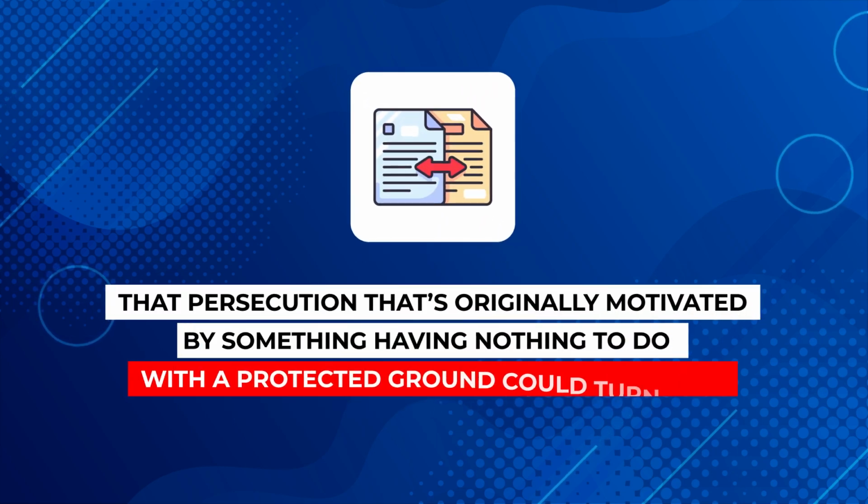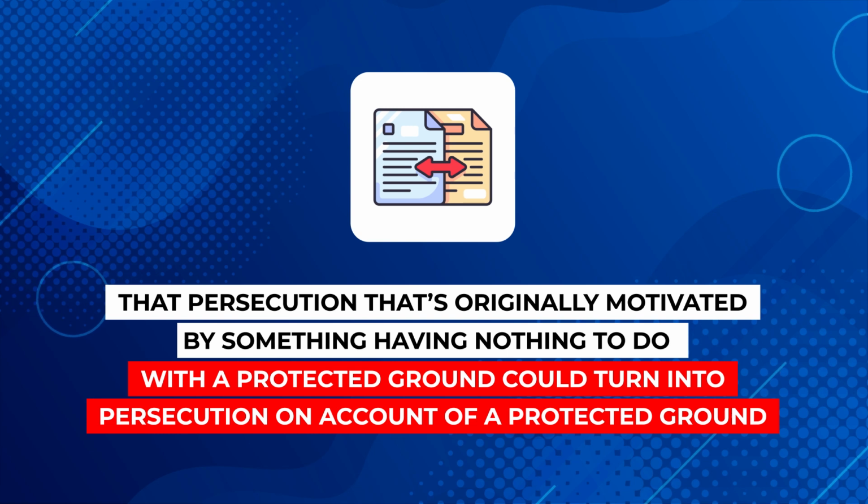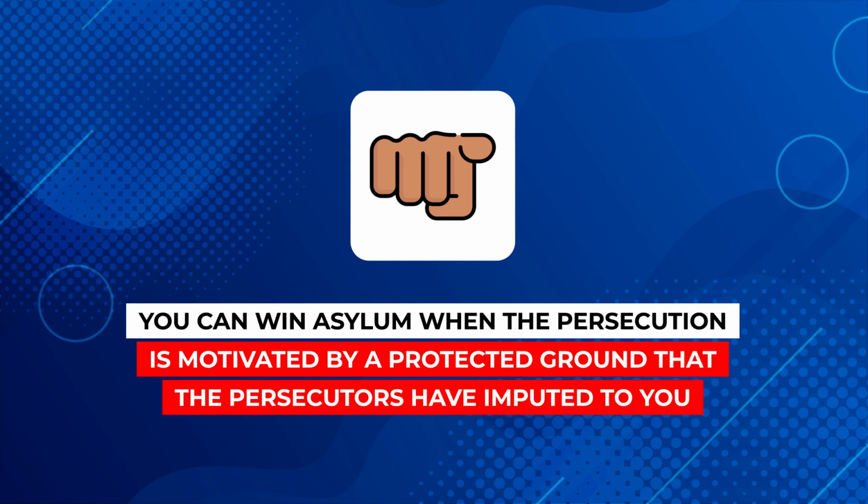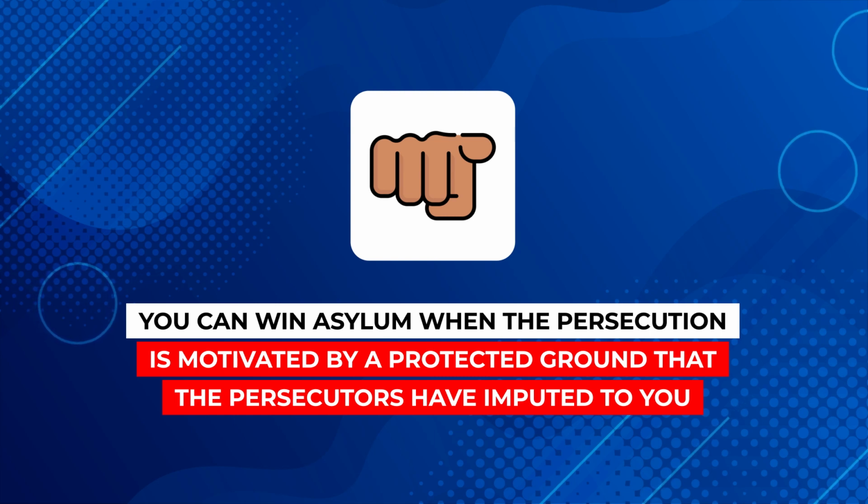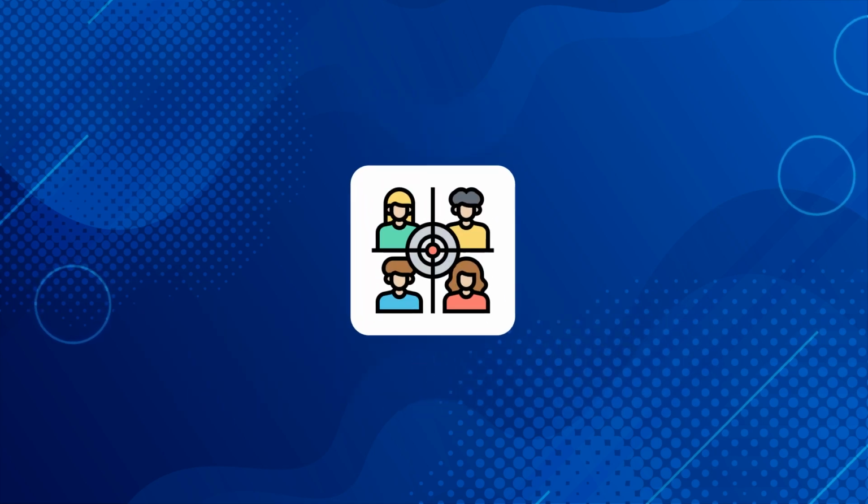Note, too, that persecution that's originally motivated by something having nothing to do with a protected ground could turn into persecution on account of a protected ground. Finally, let me emphasize that you can get asylum when the persecution is motivated by a protected ground that the persecutors have or will impute to you. What does that mean? Well, it means that you might not actually possess the protected ground, but the persecutors think you possess it, and that's what motivates them to harm you. For example, they may think you're a member of a racial minority that they like to target for harm. You're not, but they attack you anyway because they're simply mistaken. This would be persecution on account of race, with the possession of the protected ground, race, imputed to you by the persecutors.